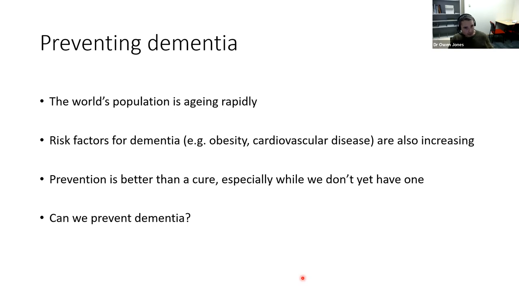We know that a lot of the risk factors for dementia, such as obesity, such as cardiovascular disease, are also increasing. And we also know that none of these conditions actually have a cure. So it's very easy to believe that, you know, it's all completely hopeless. There's nothing that we can do to stave off dementia. And we're basically all heading to this tragic scenario late in life.